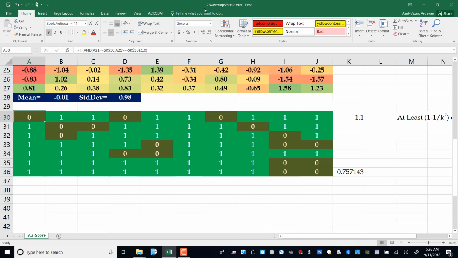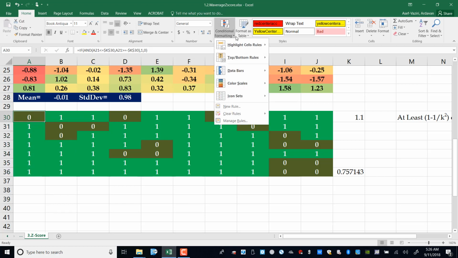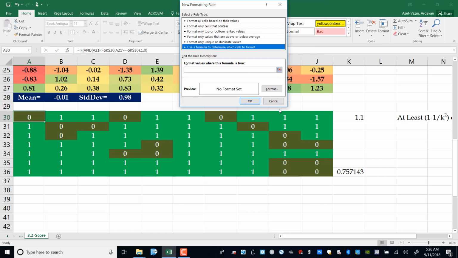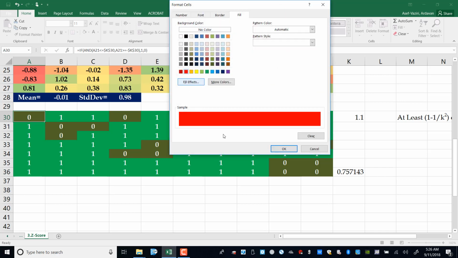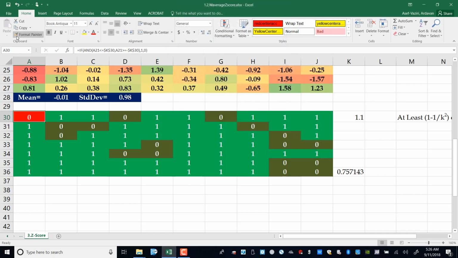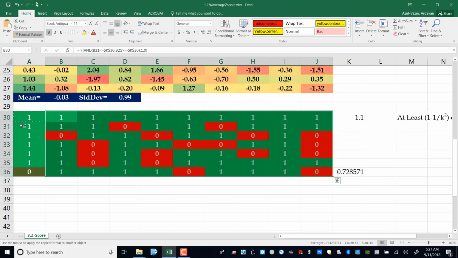Then I go here, again I say conditional formatting, new rule, use a formula. I go here and I click on this, again F4, F4, F4 to make it relative. If that is equal to 0, then paint it red, okay, and okay. And then format paint and apply it everywhere.